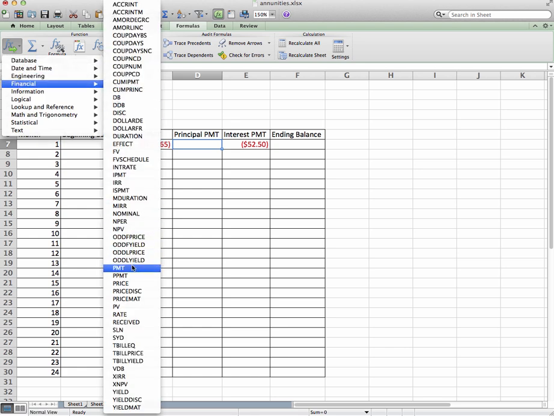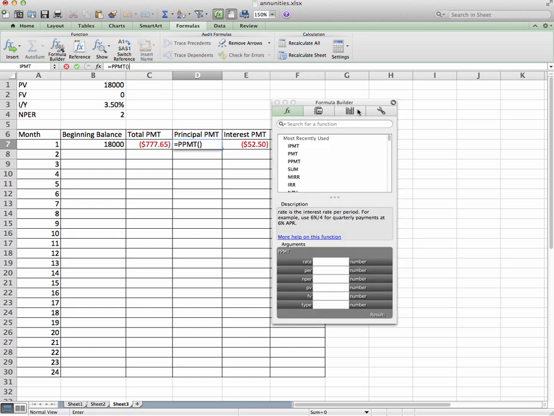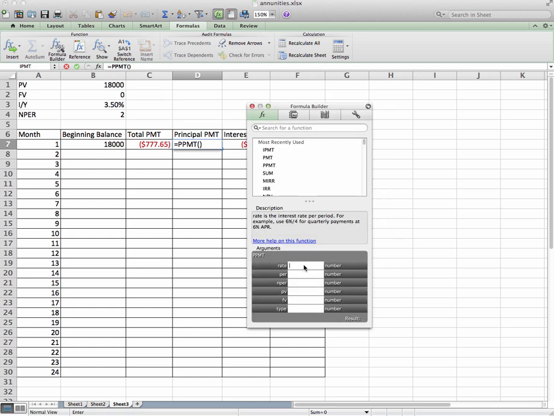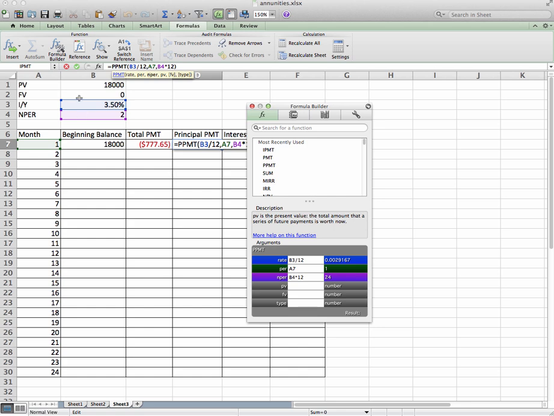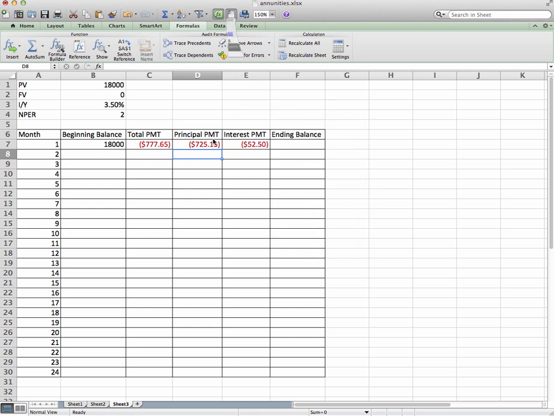Financial. PPMT, where are you? There you are. Formula builder, here we go. Rate. Rate's 3.5%, divide by 12. Period is A7. Number of periods is B4 times 12. My present value is 18,000. My future value is 0. Go ahead and enter. All right, let's make some reference cells here.